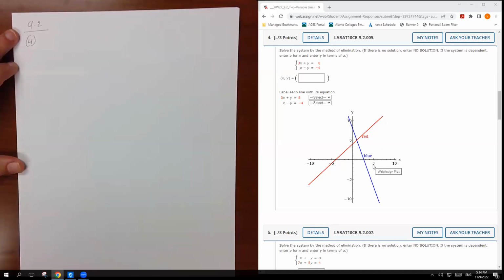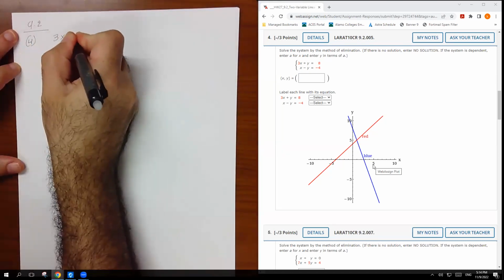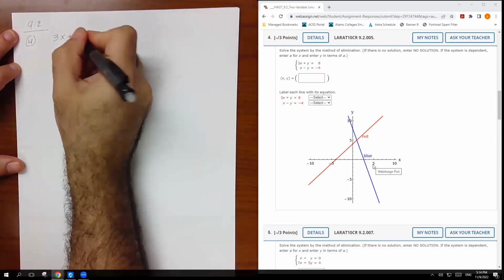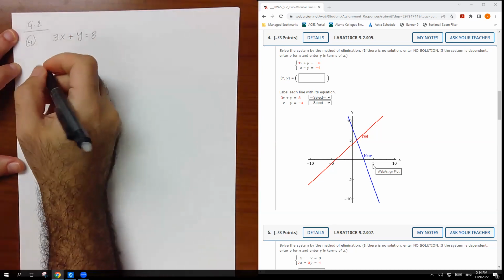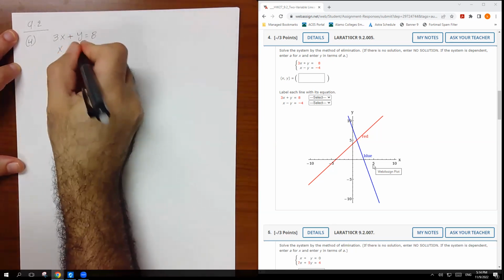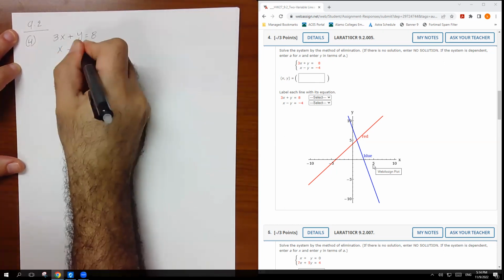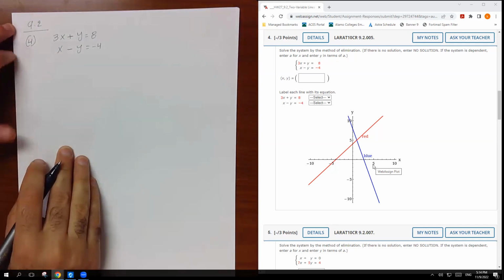So for number 4, we have 3x plus y equal 8, and we have x minus y equal -4. So we need to find the solution for this system. We're going to use the elimination method.